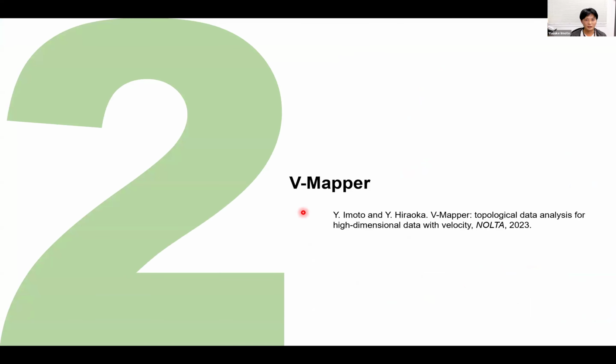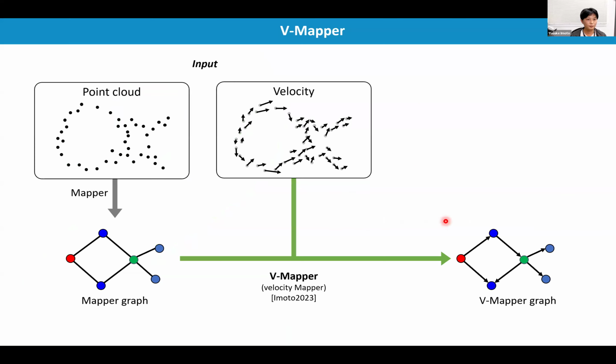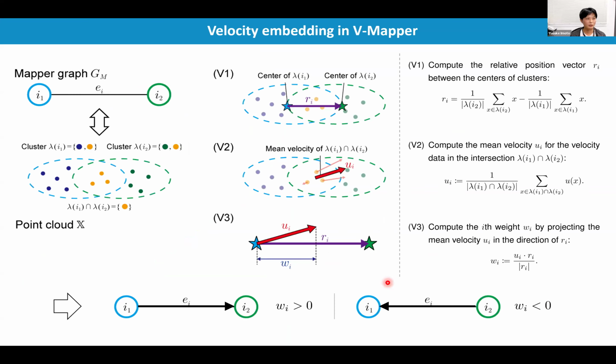Next I introduce the proposed method, VMapper. VMapper is an extension of the mapper using the velocity data, which is additional input data, and the VMapper graph represents the topology and the flow by a weighted directed graph. So we explain the embedding of the velocity into the mapper graph.